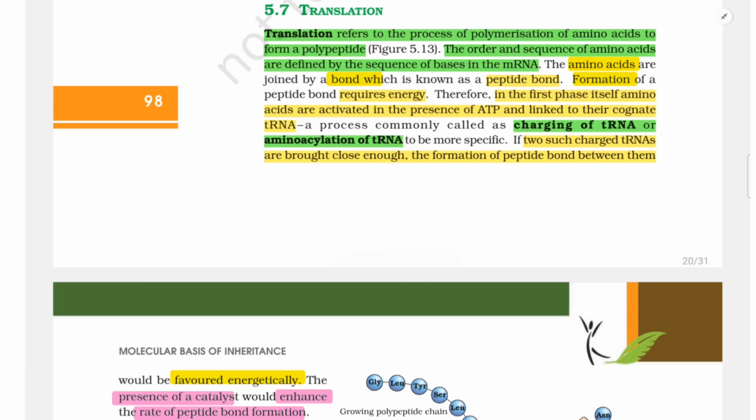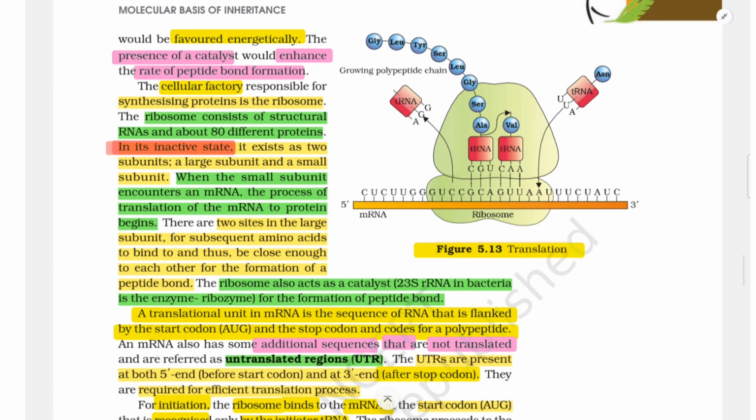Therefore, in the first phase itself, amino acids are activated in the presence of ATP and linked to their cognate tRNA, a process commonly called charging of tRNA or aminoacylation of tRNA to be more specific. If two such charged tRNAs are brought close enough, the formation of a peptide bond between them would be favored energetically. The presence of a catalyst would enhance the rate of peptide bond formation.